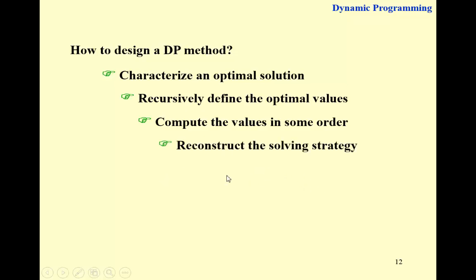And the last step is to reconstruct the solving strategy. That is, for example, in the OBST problem, when we're asked not only to find the best total access time, but also to output the optimal tree. We're going to have to reconstruct the tree from our table, and this is what reconstruct the solving strategy means. All right. Then with these four steps in mind, let's check out another problem and see how these steps are applied.